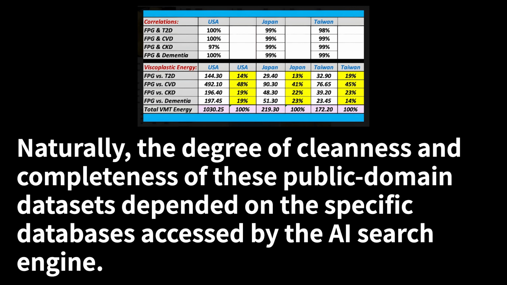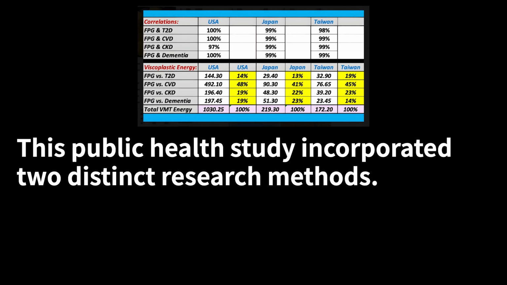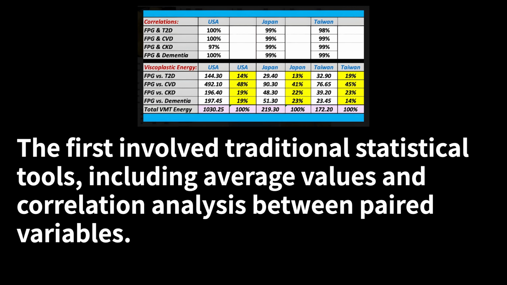Naturally, the degree of cleanness and completeness of these public domain datasets depended on the specific databases accessed by the AI search engine. The author performed certain manual data verification and minor data correction where necessary. This public health study incorporated 2 distinct research methods. The first involved traditional statistical tools, including average values and correlation analysis between paired variables.